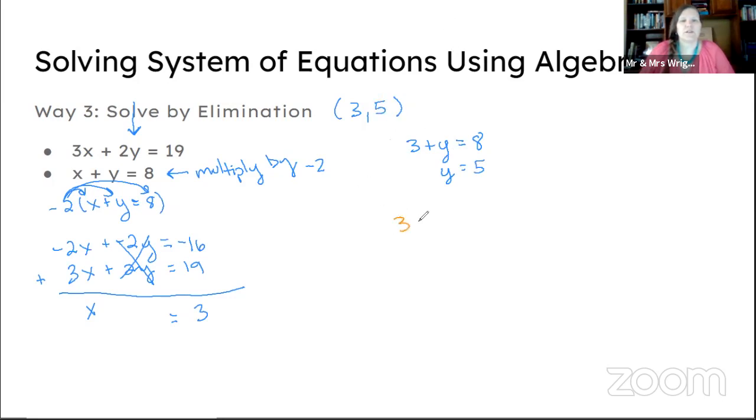Let's check it. 3 times 3 plus 2 times 5 equals 19. I'm going to plug that into my calculator. 3 open parentheses, 3 close parentheses, plus 2 open parentheses, 5 close parentheses, enter, and it equaled 19. It is correct. So my solution set, my ordered pair, is x equals 3 and y equals 5.